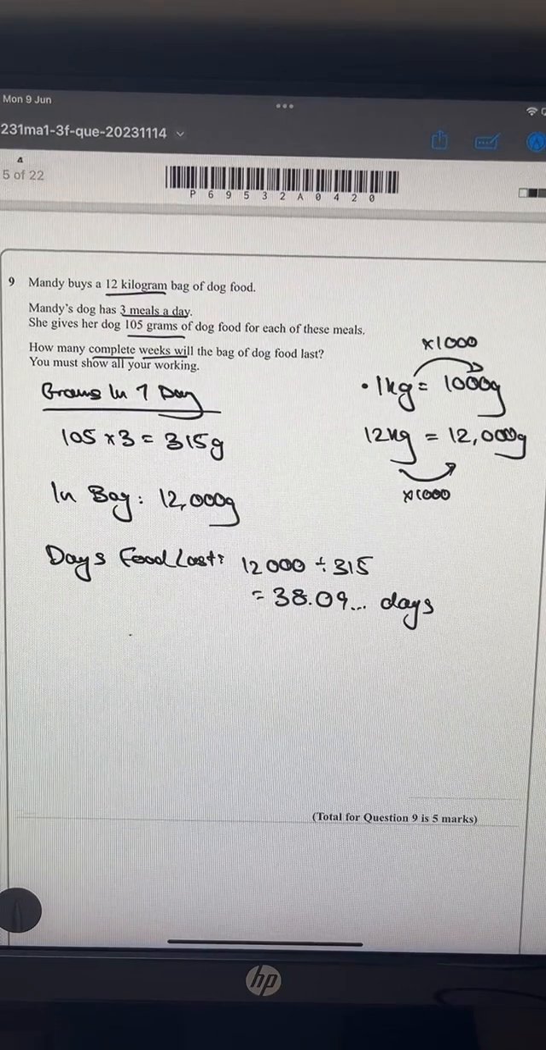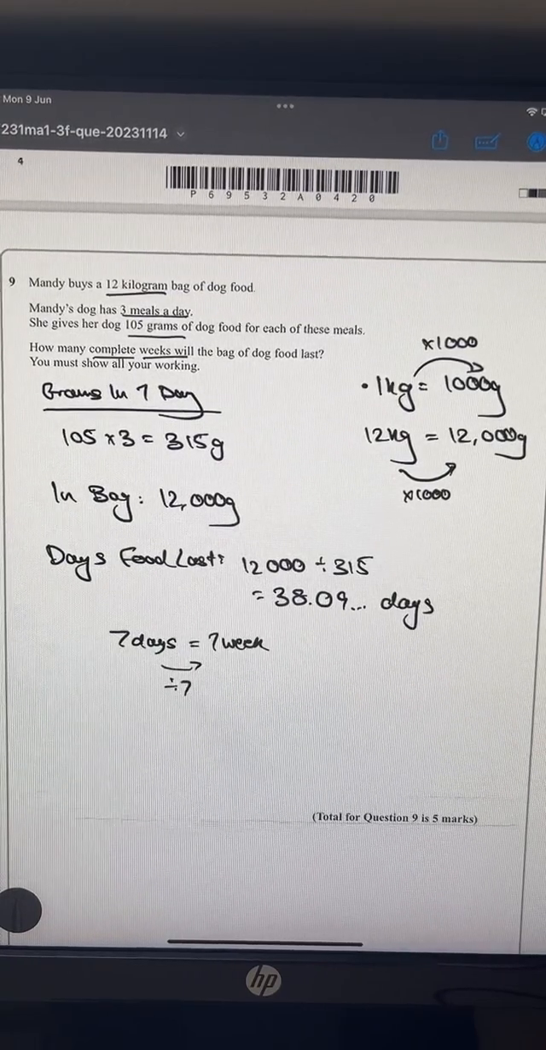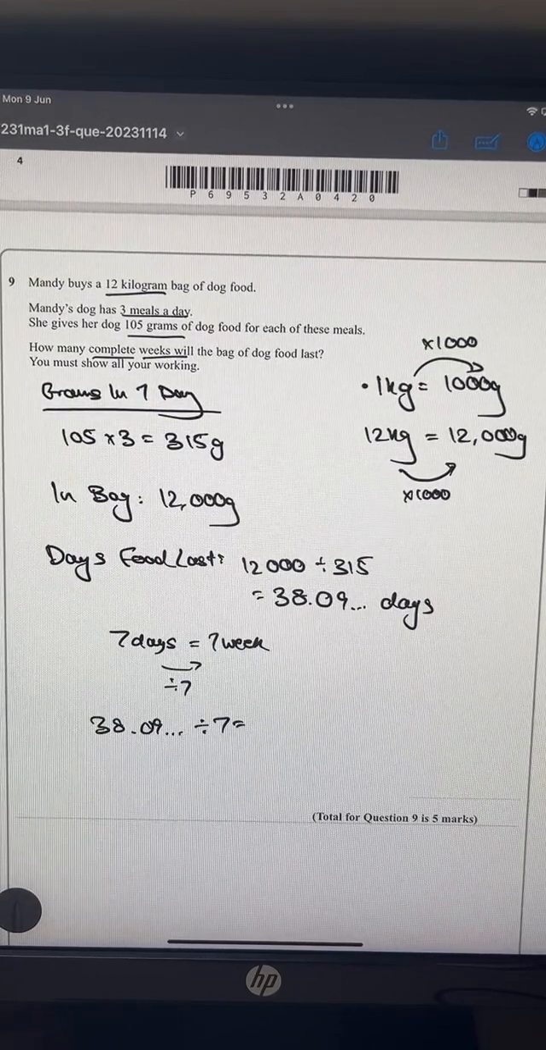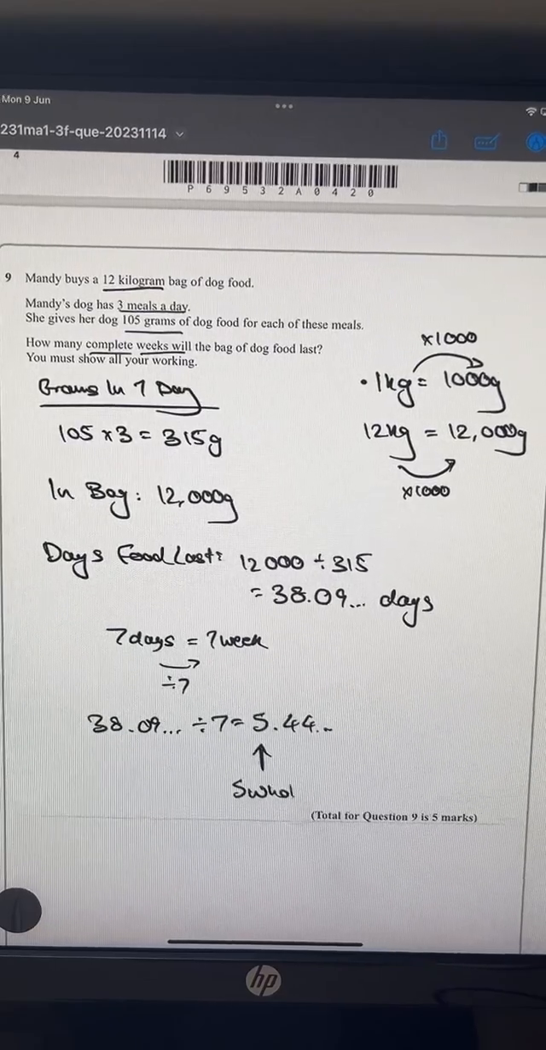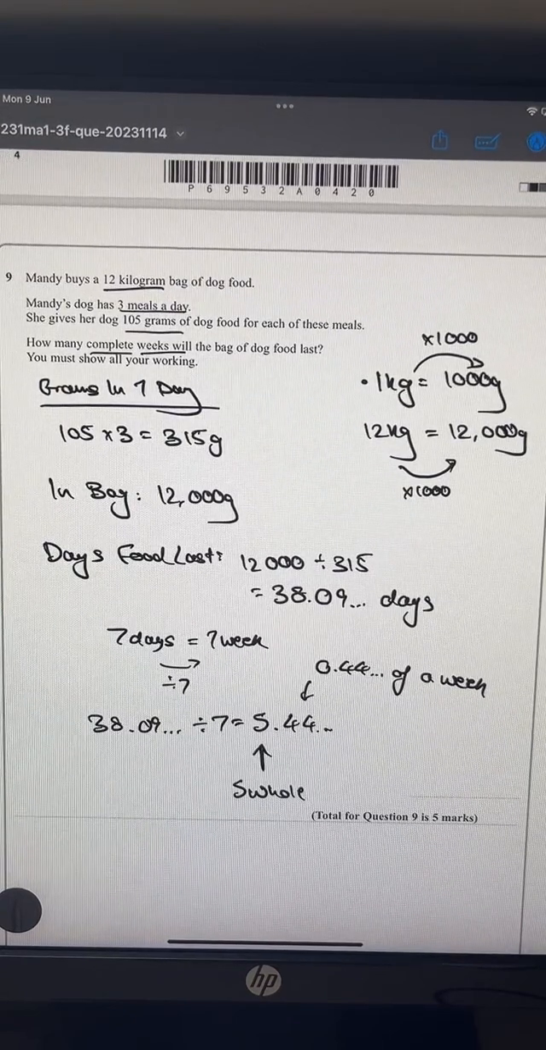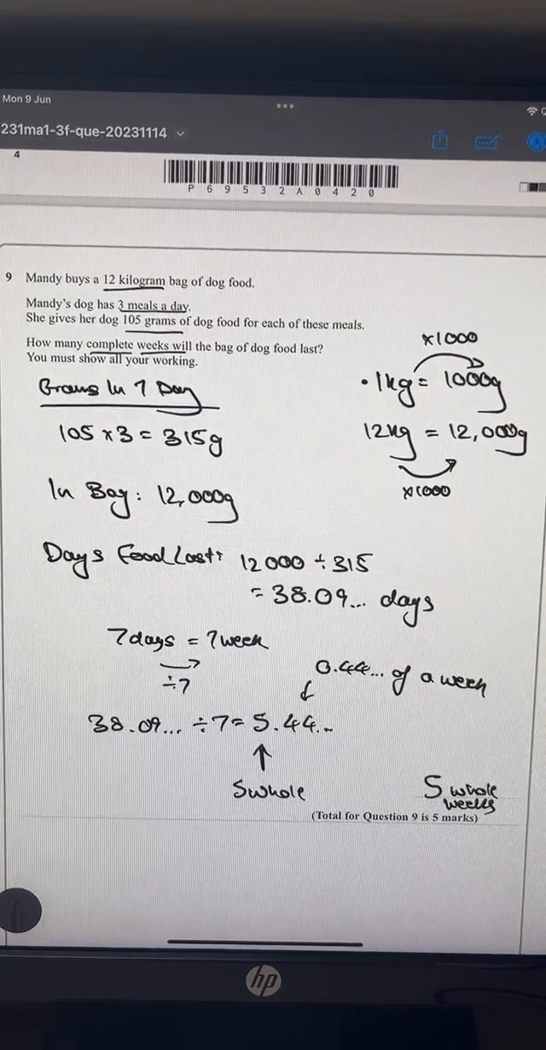I'm going to divide that by 7, right? Because there are 7 days in 1 week. Again, you can do the conversion thing here, right? So days to week, what am I doing? Divide by 7. So 38.09, blah, blah, blah, divided by 7. That's going to be equal to 5.44, blah, blah, blah. So the whole number of weeks is 5 whole, right? And then I've got 0.44 blah blah blah of a week. But the question didn't ask me how many weeks exactly, it tells me how many complete weeks. So complete weeks is just 5 whole weeks.